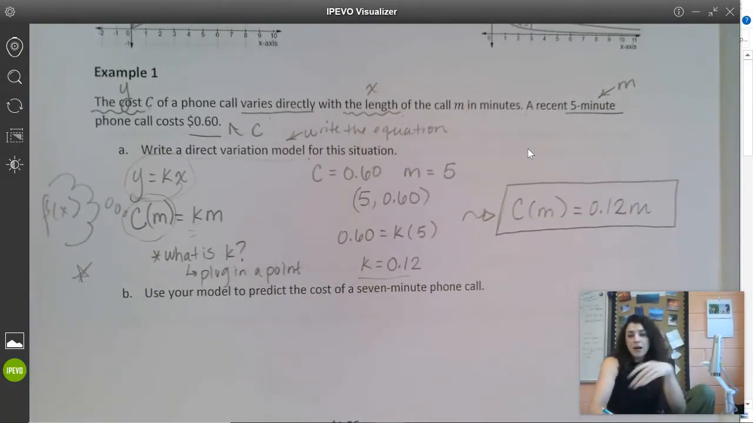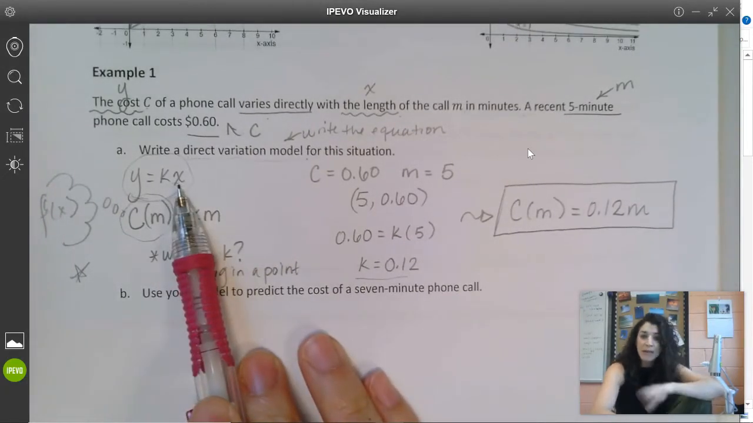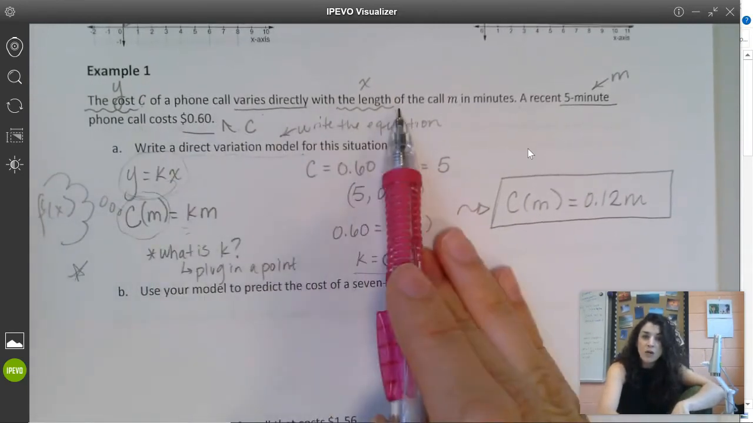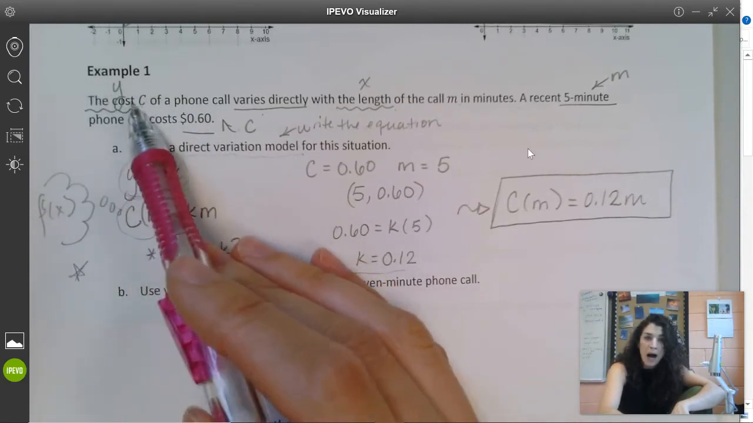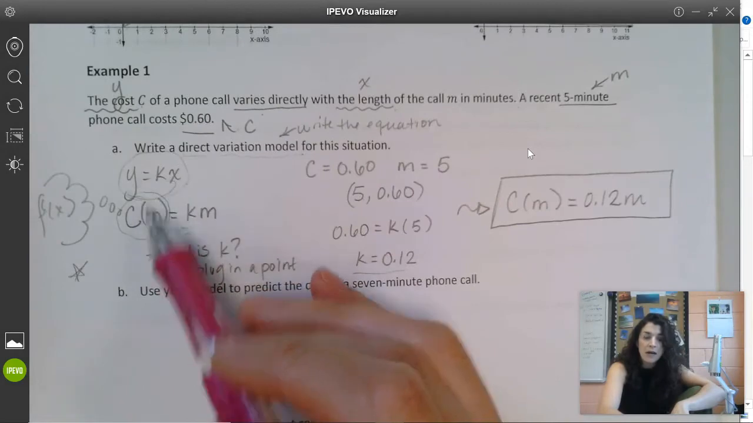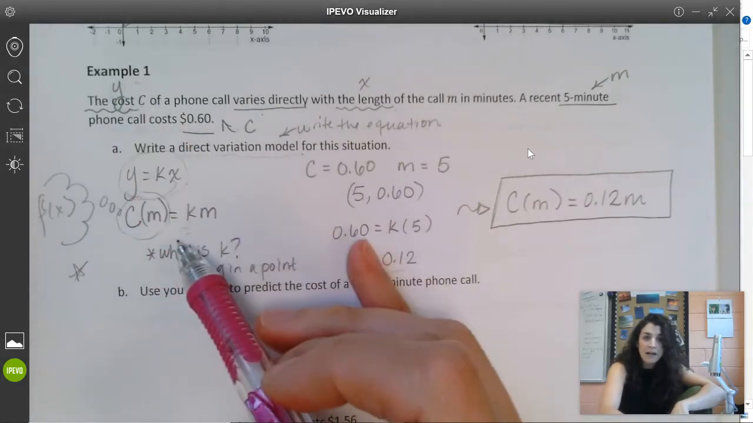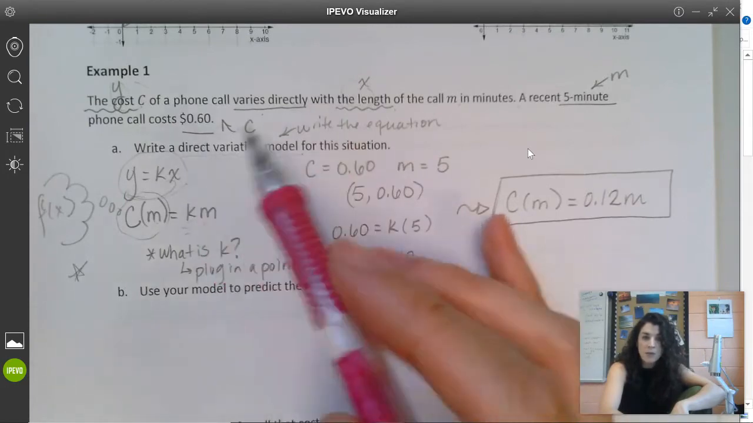So that's the process. To review the process for writing a direct variation model, you start with your blanket formula for direct variation. You establish in the wording what goes in for Y and what goes in for X. It's always Y varies directly with X. So you say, okay, if that is Y, I'm going to replace Y with this. If that is X, then I'm going to replace X with that.